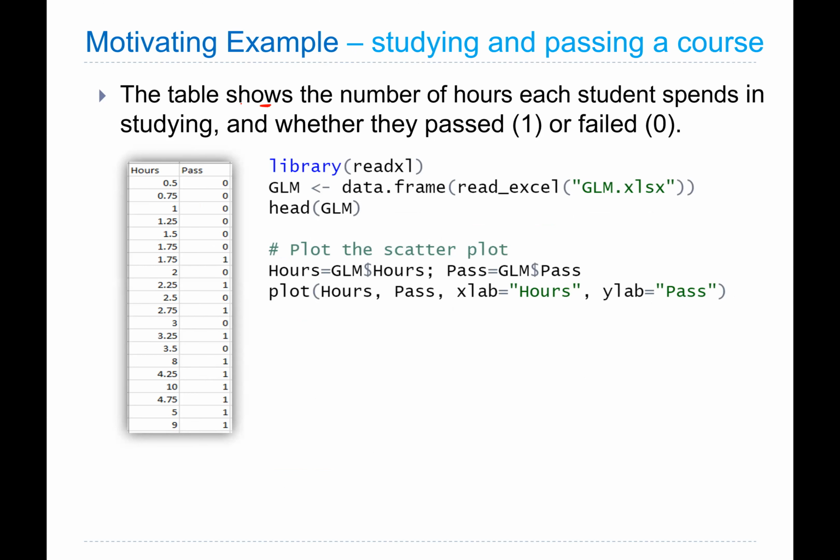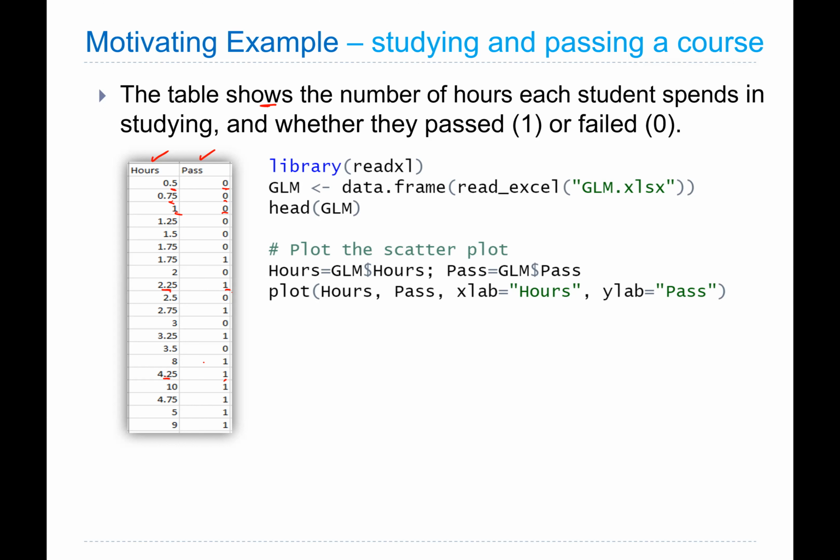This table shows the number of hours the student studied and whether they passed the course or not. The first student studied 0.5 hours, didn't pass. Second one, 0.75, didn't pass. Third one is 1, didn't pass. This student studied 2.25 hours, passed the course. This student studied 4.25, passed the course, and so on.